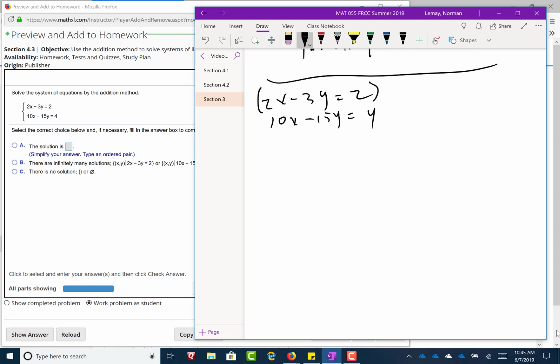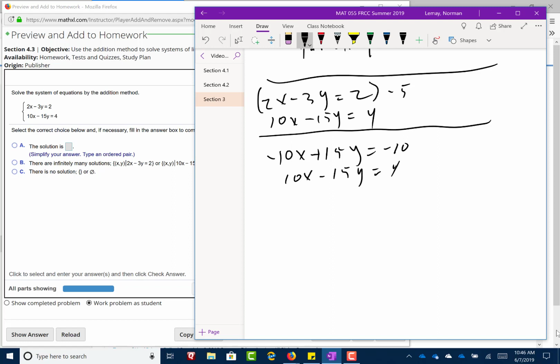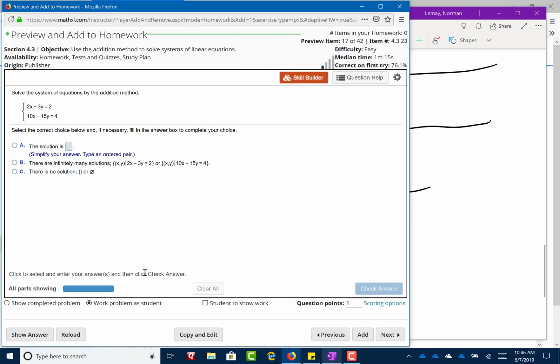So again, why don't I just take this top equation and multiply by a -5. So when I do that, I get -10x plus 15y equals -10. And down here I get 10x minus 15y equals 4. And again, when I add, notice what happens. These eliminate, these eliminate. So on the left, I get 0 equals -6. So again, I get a contradiction. No solution, parallel lines. So we'll check our answer, and notice we got it.